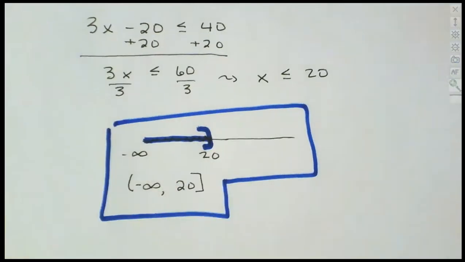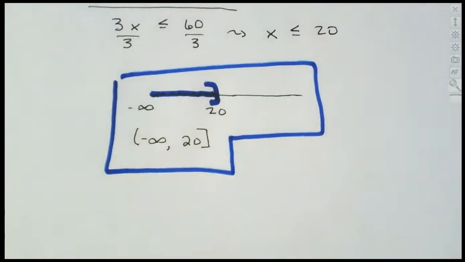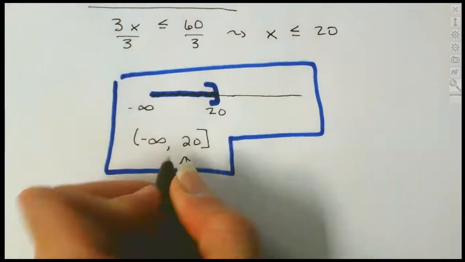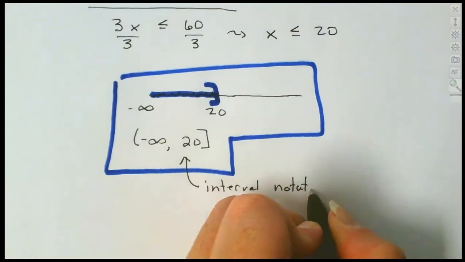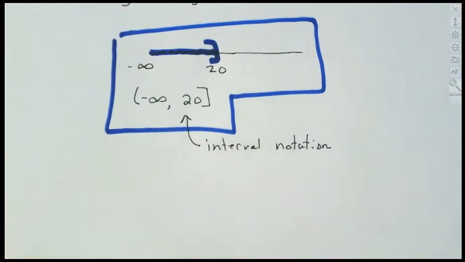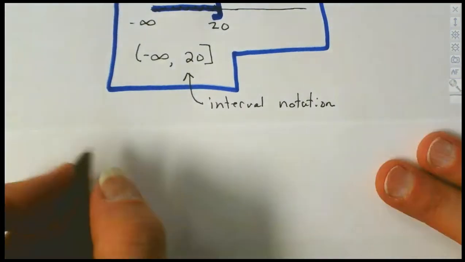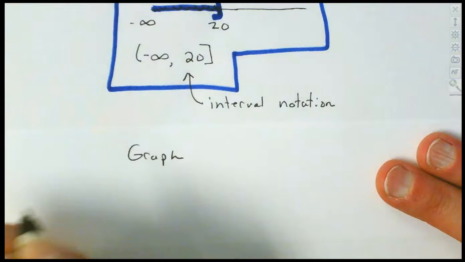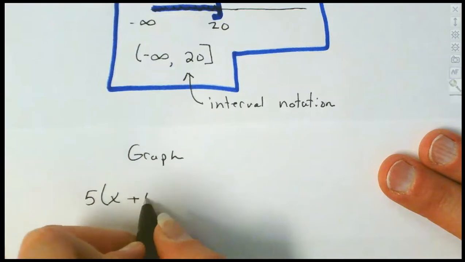Some of these may just want the graph. Some of them may want interval notation. This is what's called interval notation. That's what that piece is. So that's your interval notation. Try another one. So again, we're going to graph this one just the same as we did before. We're going to graph it and write our answer in interval notation.